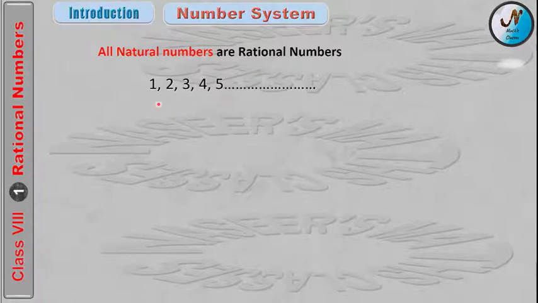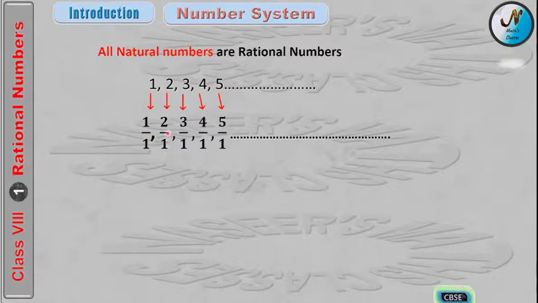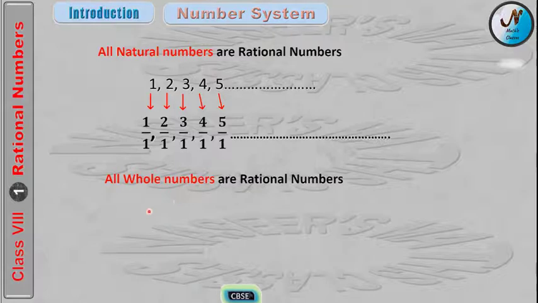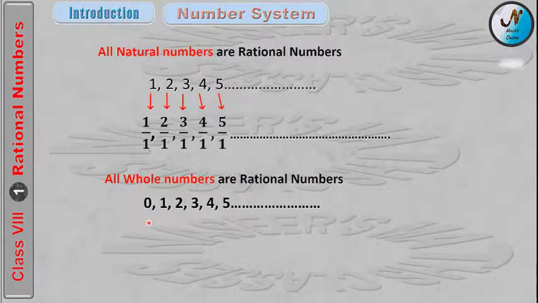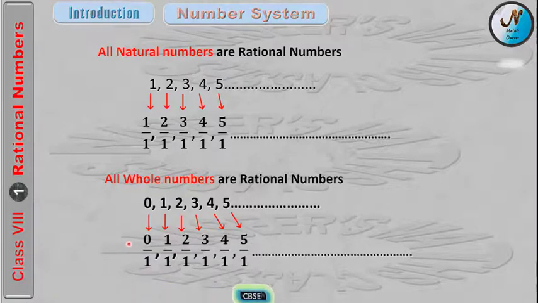We can say that all natural numbers are rational. Why? Because the natural numbers are 1, 2, 3, 4, 5 and so on. These can be written in the form of 1 by 1, 2 by 1, 3 by 1, 4 by 1, 5 by 1 and so on. That's why all natural numbers are also rational numbers. Next, all whole numbers are also rational numbers, because we can write whole numbers 0, 1, 2, 3, 4, 5 and so on in the form of p by q, like 0 by 1, 1 by 1, 2 by 1, 3 by 1, 4 by 1, 5 by 1 and so on.